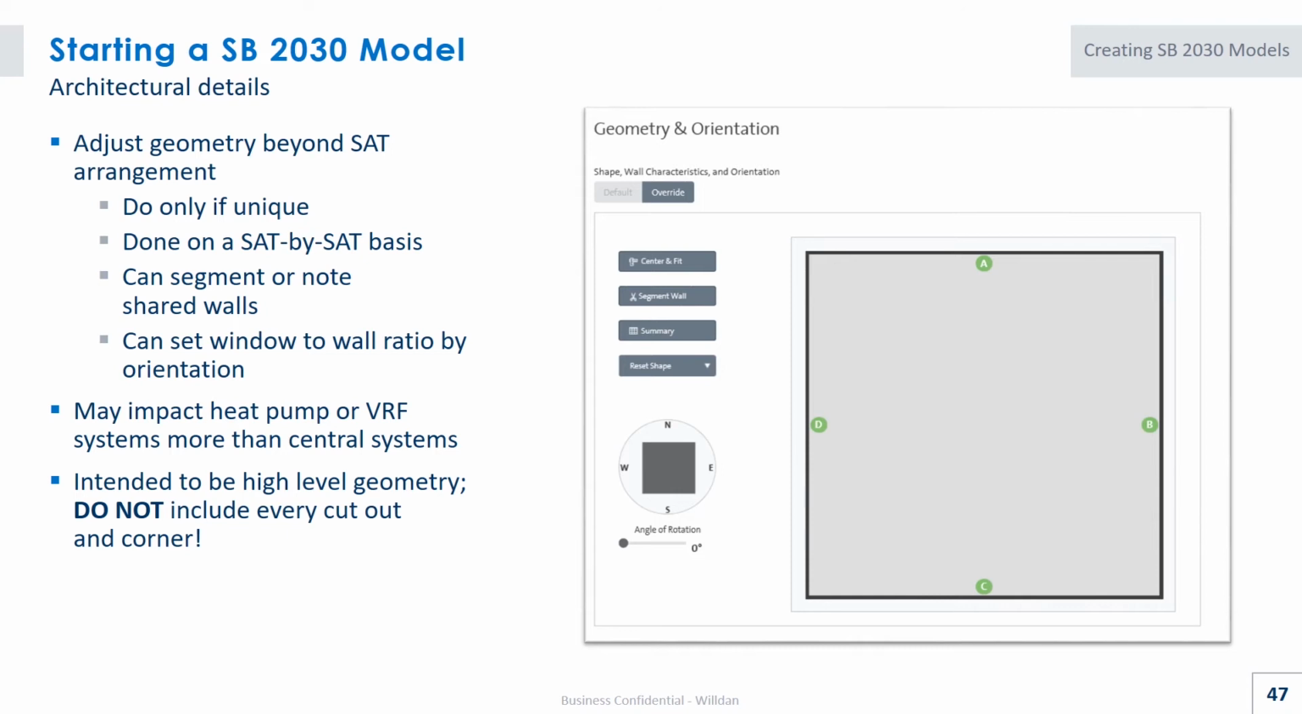Window area, which is shown separately, has much more of an impact. Other architectural features have much more of an impact than the geometry. It's intended to be very high level. You don't need to get every single cutout every time there's an indent for a door or anything like that.